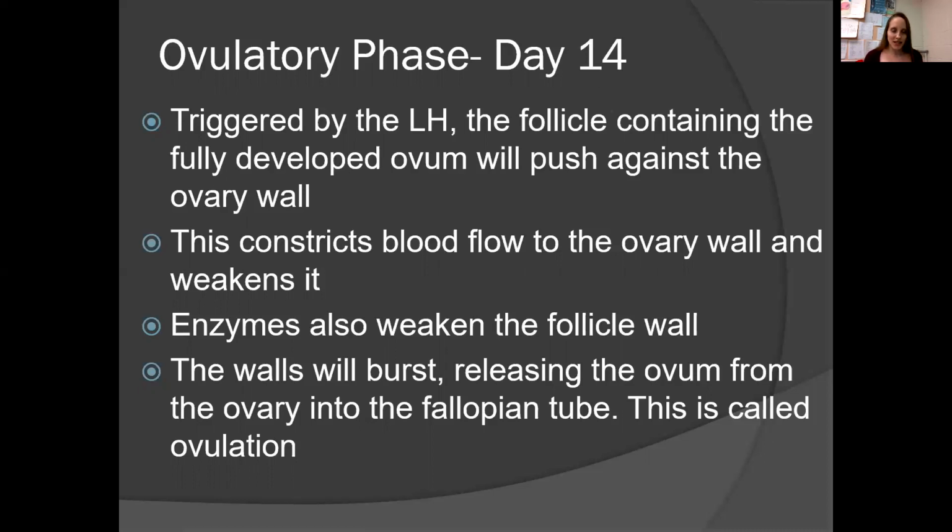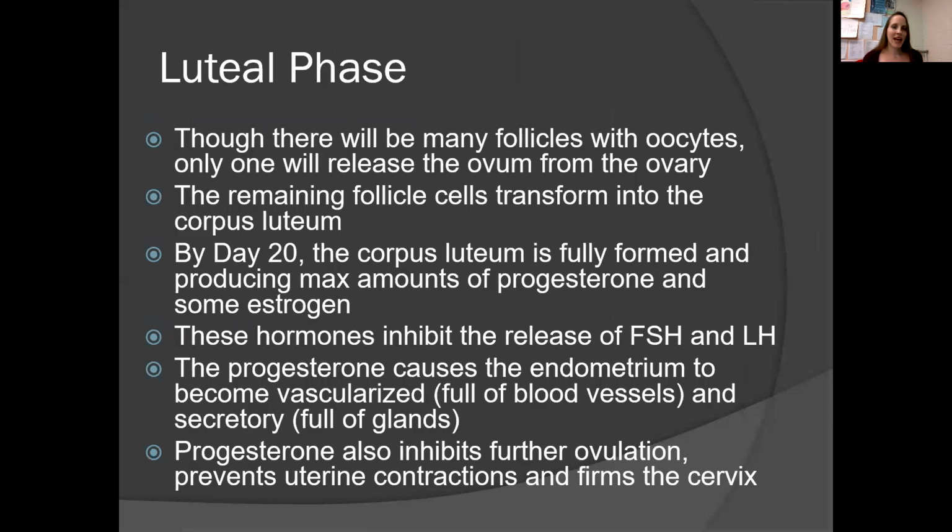Enzymes will also be secreted inside of the ovary and start breaking down the wall of the follicle. And over the course of that day, the wall of the follicle and that section of the wall of the ovary will burst because of all the weakening, and the egg will bust out of the ovary and flow on into the fallopian tube. After that, starting on day 15, we move into the luteal phase.